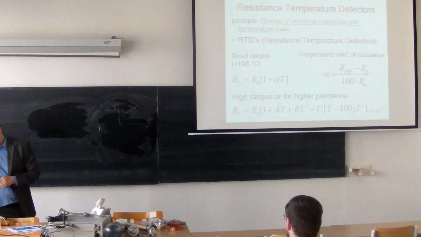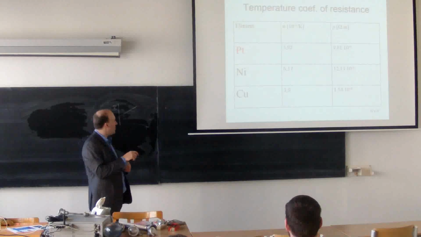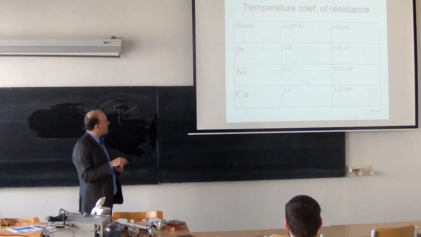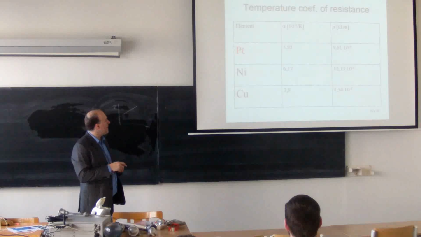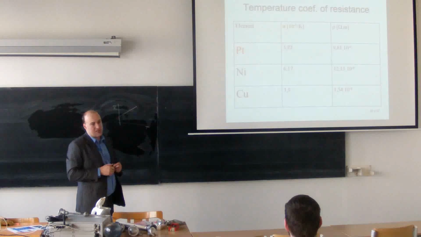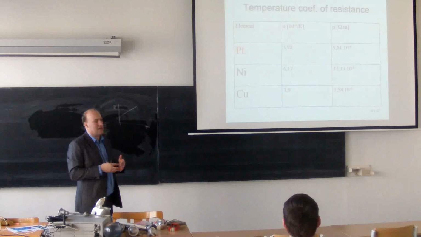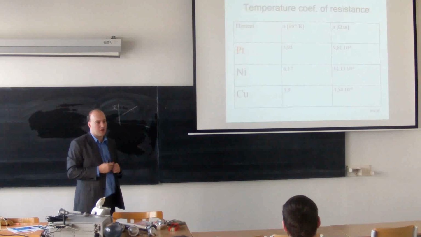So let's compare those three metals. Here are the elements: platinum, nickel, copper. The first column is the temperature coefficient of resistance, and the third column is resistivity. It tells me how big the electrical resistance is of a wire with some given length and some given cross section.